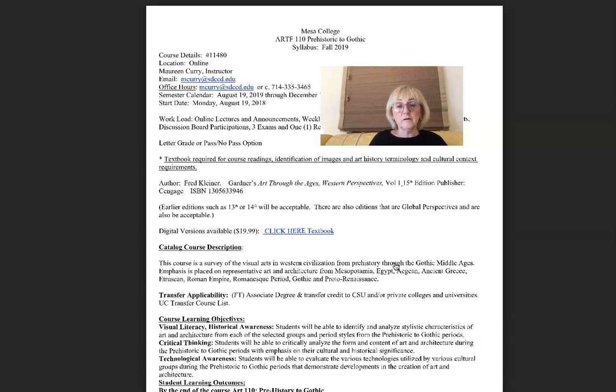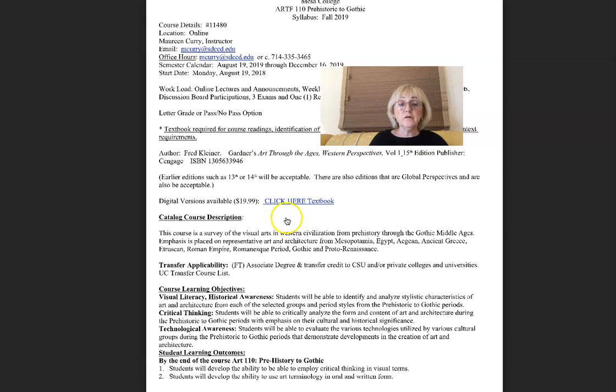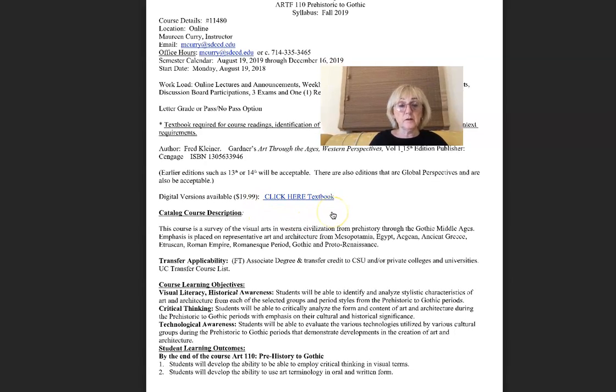There are a lot of readings and resources available in Canvas, but having the textbook is certainly so helpful to see the images. It's Gardner's Art Through the Ages. Remember, it's volume 1. You have to have volume 1. I prefer the 15th edition. If you get an older edition, that's okay. It's by Fred Kleiner, Gardner's Art Through the Ages, volume 1, 15th edition. There are digital versions available which are inexpensive, so you might want to click here to find out about that.